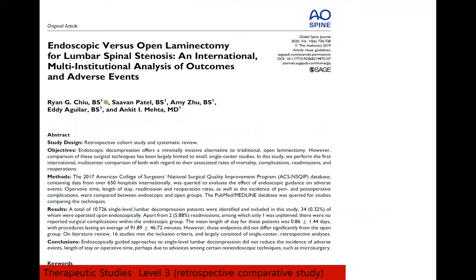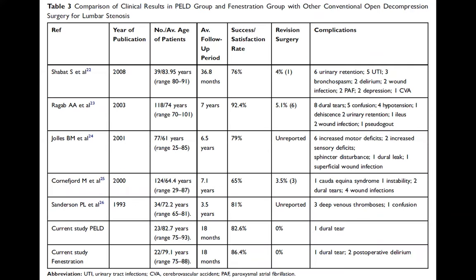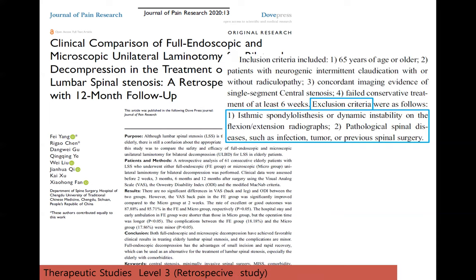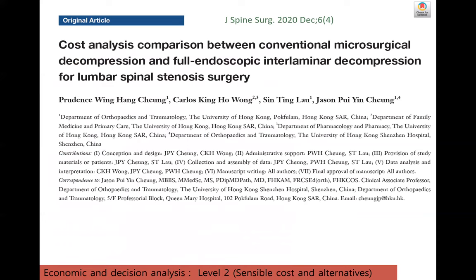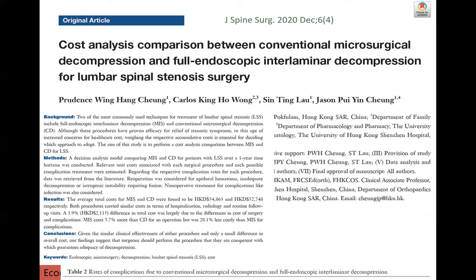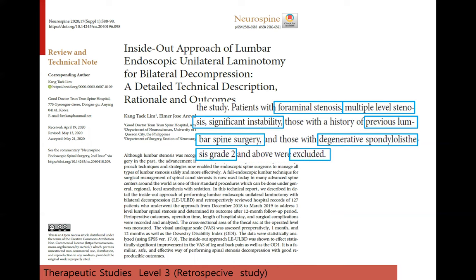This paper is a level 3 retrospective comparative study, and various postoperative complications were reported. This paper is a level 3 retrospective study, and the exclusion criteria and complications were reported. This paper is a level 2 economic and decision analysis, a cost and alternative study. Durotomy and iatrogenic instability were reported as complications. This is a level 3 retrospective paper that reported exclusion criteria and complications.